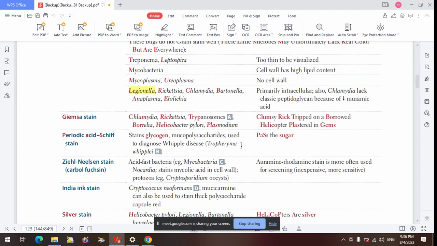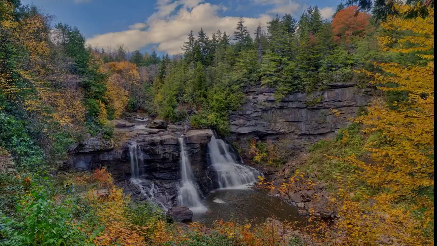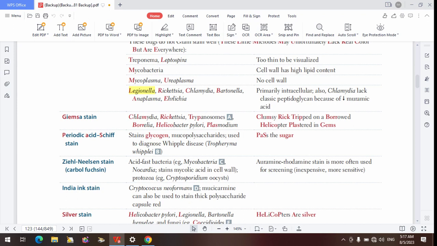So these things are not very easy to memorize. That is why I'm just using that technique, although they are not very high yield. For Giemsa, just essentially know your protozoa. For your silver, just know fungi. That's the one that they commonly ask.